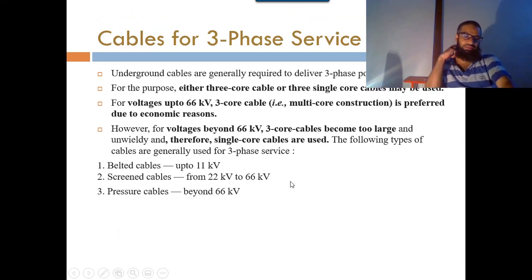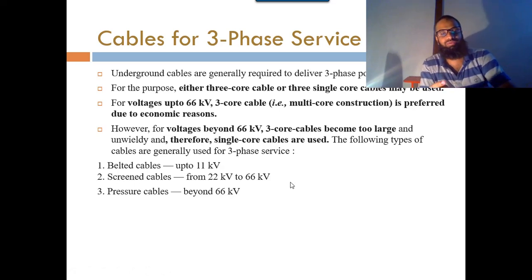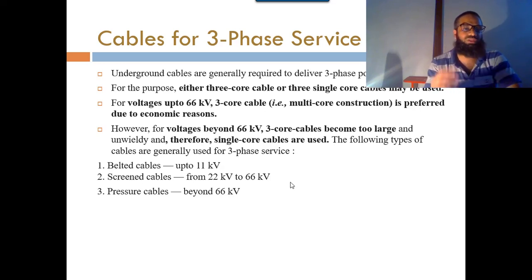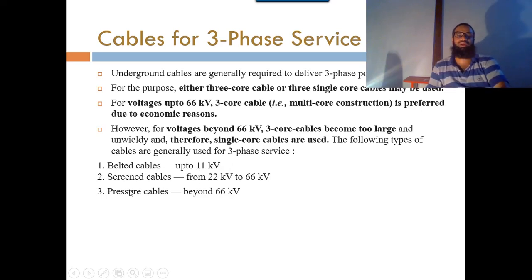Now for the three phase, we normally have three wires in a single cable, so the interference or the disturbance can be much more. These three phase cables are used up to 66 kV. For voltage above 66 kV, we normally use single cables, while for voltage below 66 kV, we use this special type of three phase cable. These cable structures are of three types. One is belted cables, which are used up to 11 kV. The second one is screened cable, used from 22 kV to 66 kV, and the third one is pressure cable, used at 66 kV or beyond.